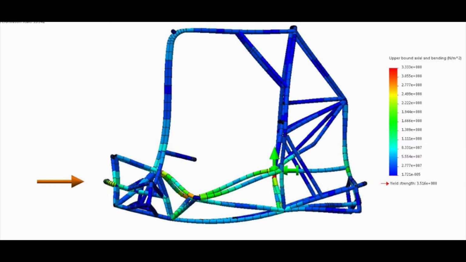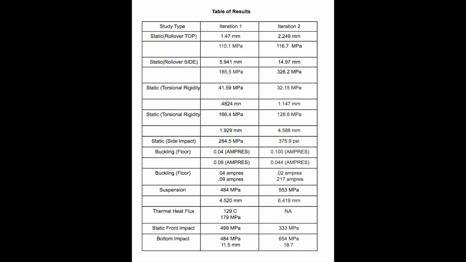As for our results, most of our static simulations were done so we could understand how the chassis would respond to certain forces in different areas. Some key results to be noticed were from the torsional rigidity simulation and the side impact simulation.